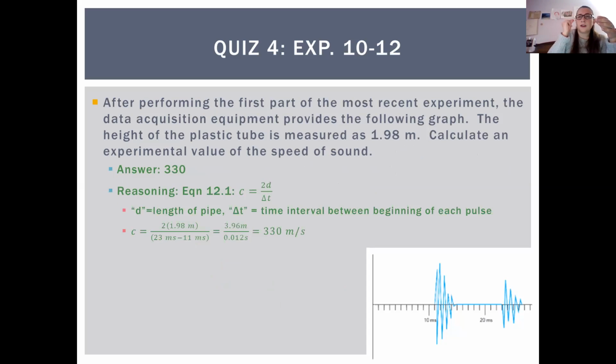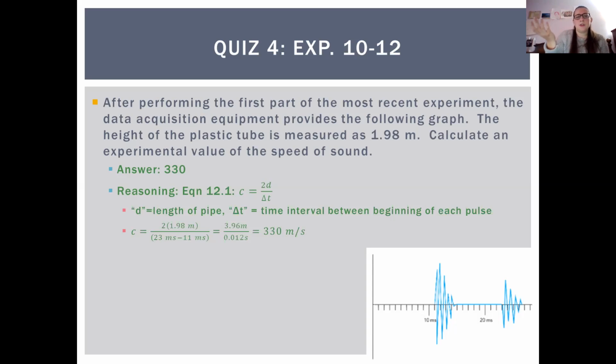So the microphone detects the initial snap and the echo. And you can see that as 2 separate pulses in our graph. So that first wave pulse is your snap, the second wave pulse is the echo. So to figure out a speed of anything, it's distance traveled divided by the time that it travels. And in this case, the distance that it traveled is 2 times the length of the tube because it travels down and then back up.